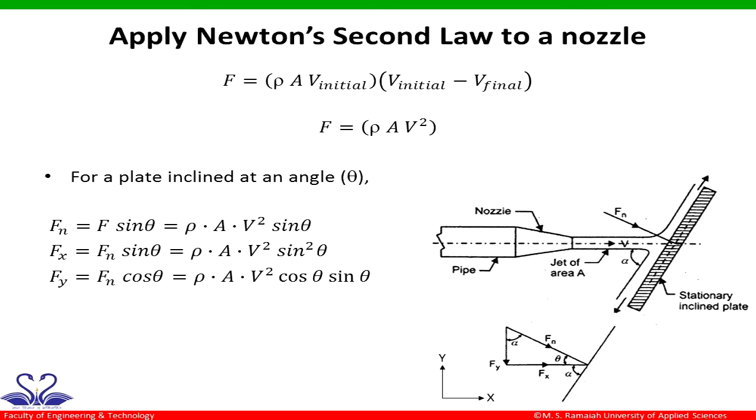The expression for normal force is rho times a times square of the velocity, multiplied by the sine of the angle. The force in the x direction is rho times a times square of the velocity into square of the sine of the angle, and the force in the y direction is rho times a times square of the velocity multiplied by the cos of the angle and the sine of the angle made by the plate to the axis of the jet.